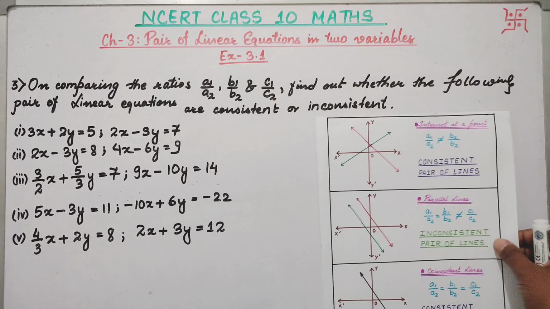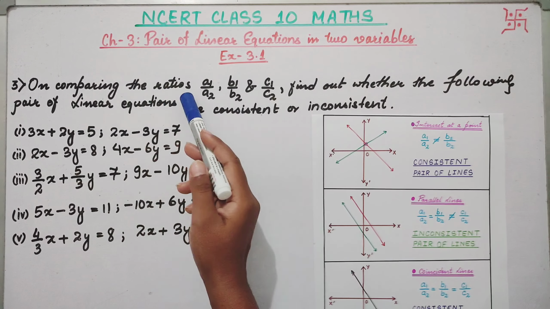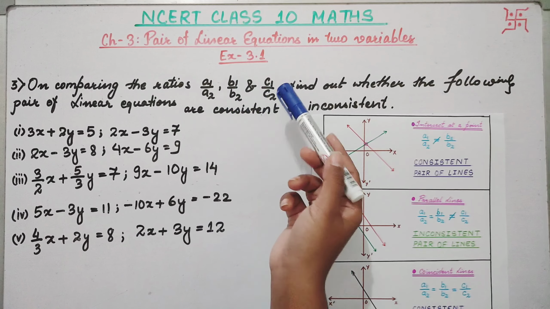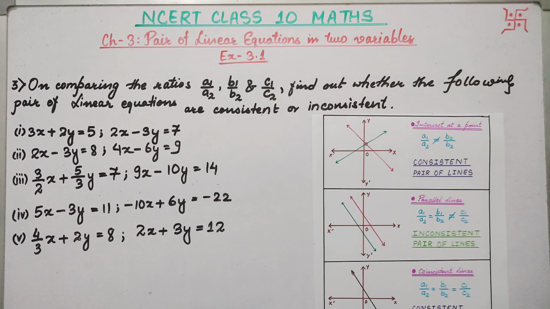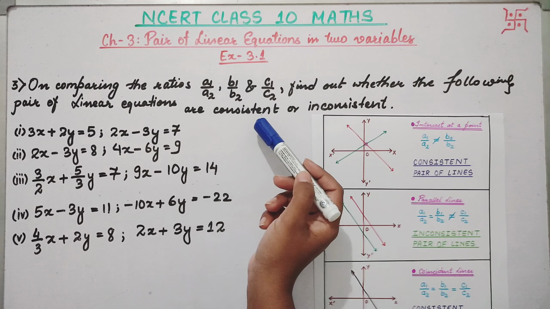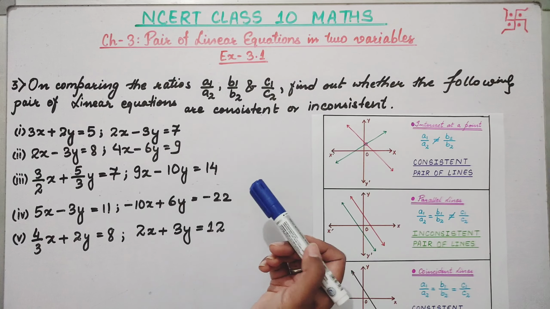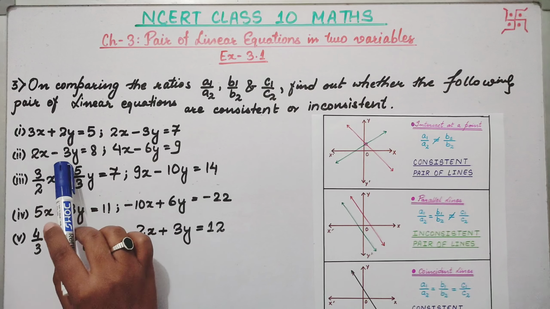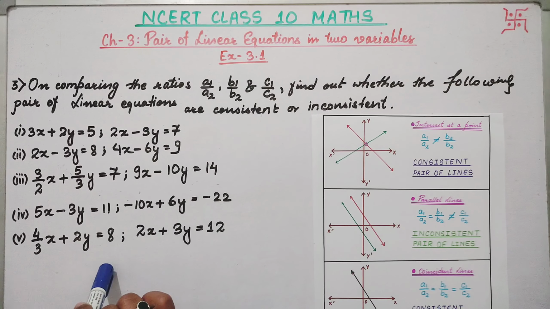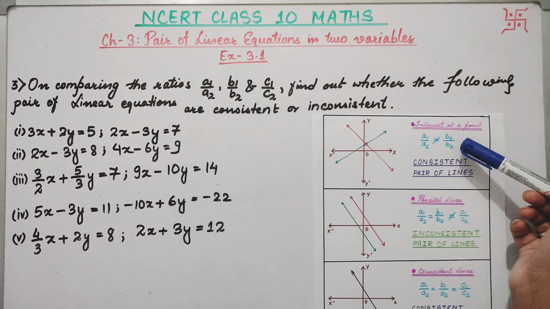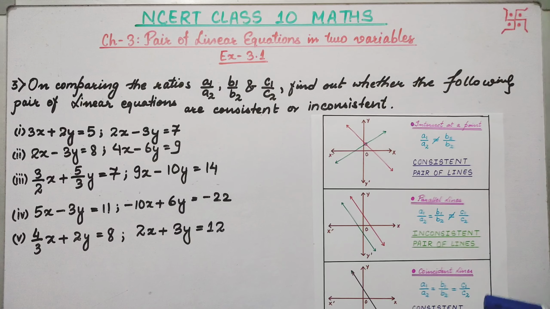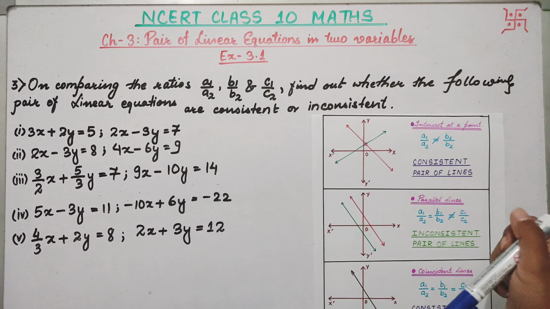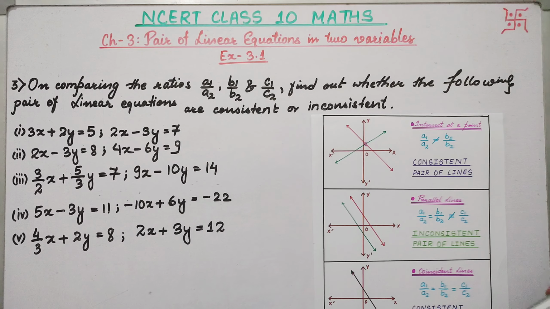Let us see now what the question says. On comparing the ratios of a1 by a2, b1 by b2 and c1 by c2, find out whether the following pair of linear equations are consistent or inconsistent. We have to check the ratios of these 5 linear equations and check the condition for intersecting at a point, parallel lines and coincident lines, and check if these lines are consistent pair of lines or inconsistent pair of lines. Let's start with question number 1.